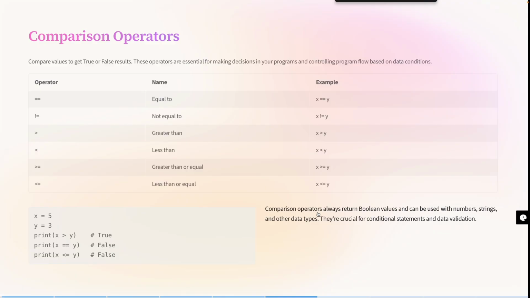Comparison operators always return a Boolean value and can be used with numbers, strings, and other data types. They are crucial for conditional statements and data validation. Arithmetic operators perform mathematical operations in Python. These operators handle everything from basic math to complex calculations, making them excellent for numerical computing and data analysis.